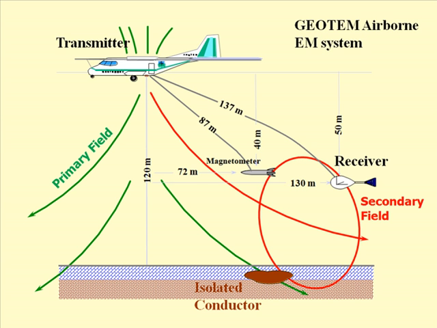The schematic diagram that I showed you on the previous slide is a generic type system, but now I'm going to talk more specifically about an airborne electromagnetic system. And in this case, the transmitter is on an aircraft, and the receiver is towed behind the aircraft on a long cable. It's 137 meters long. Also towed behind the aircraft on another cable is a magnetometer, and that magnetometer measures the strength of the Earth's magnetic field. That magnetic field is the same magnetic field that deflects a compass needle.